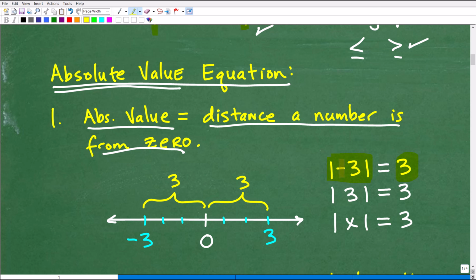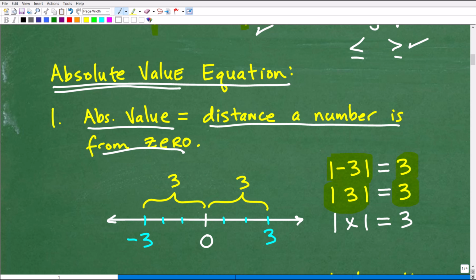And a lot of students misinterpret what absolute value does for us. They say, oh, it just gives us the positive version of any number. So if you have a negative number, it makes it positive. Well, yes, it does, but that's not the definition of it. So let's take a look at the absolute value of 3. The absolute value of 3 is also 3.